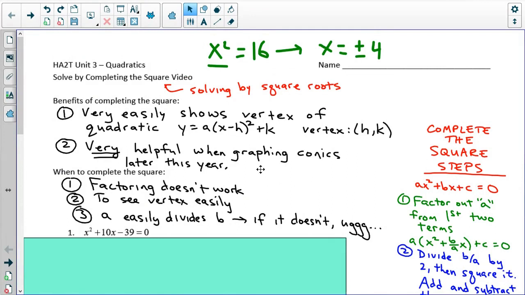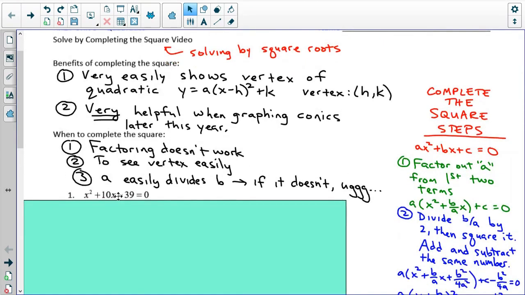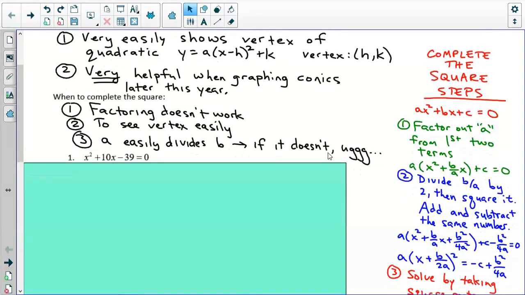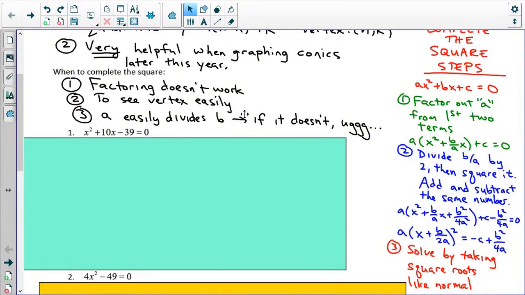But a lot of times, getting something into this mode by completing the square isn't exactly the easiest thing. And if a doesn't easily divide b, and when you have b divided by a it isn't an even number, a lot of times this can get pretty nasty. So complete the square to see the vertex easily or if factoring doesn't work. And if a easily divides b and b over a is even, that's actually not a bad time to do it.